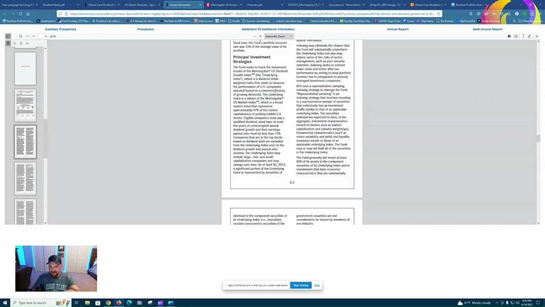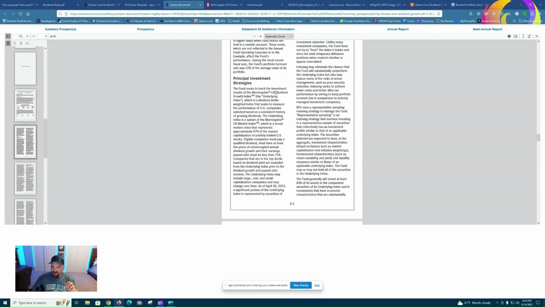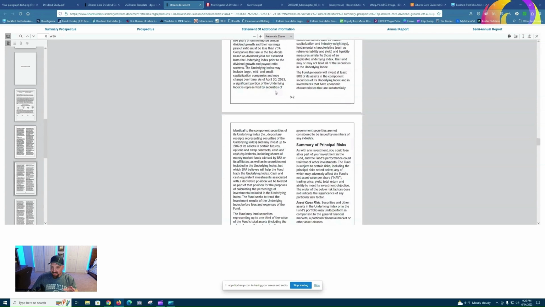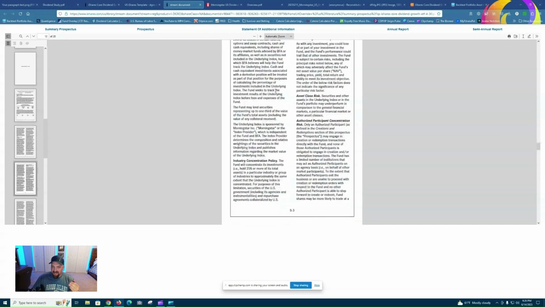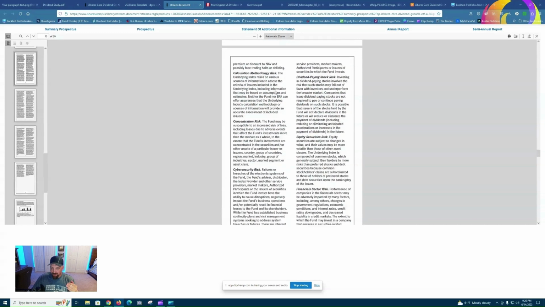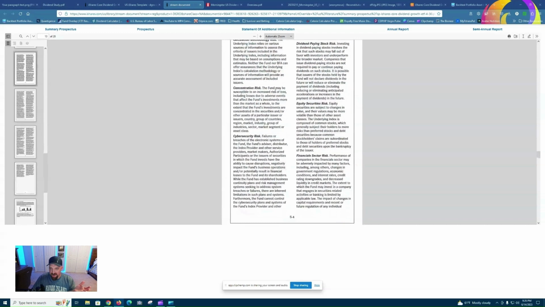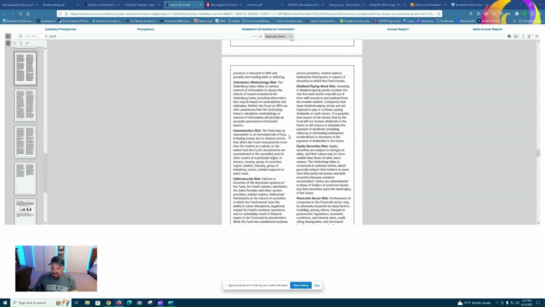So it goes through the strategies. The prospectus will tell you what the investment strategies of the fund are: how they pick stocks, and all the particulars that you want on that ETF. So you should definitely read through the prospectus. The summary one here is 20 pages. It goes through how they pick stocks, and then it goes through risks. So they define risks of holding this ETF. Concentration risk would be one to pay attention to.